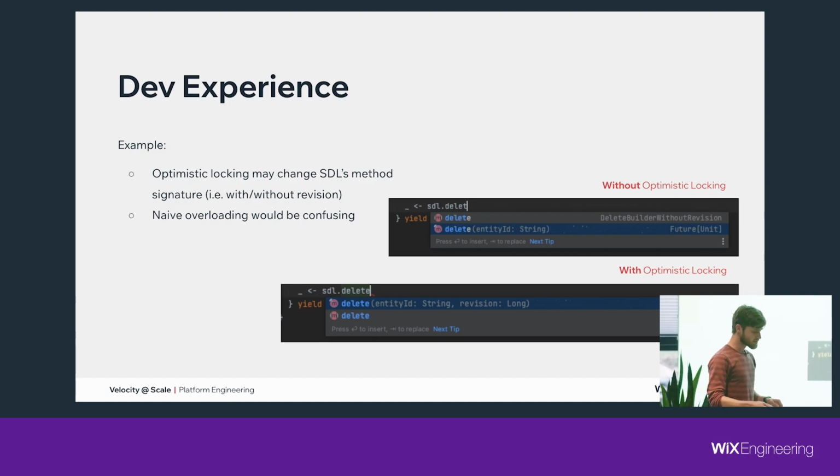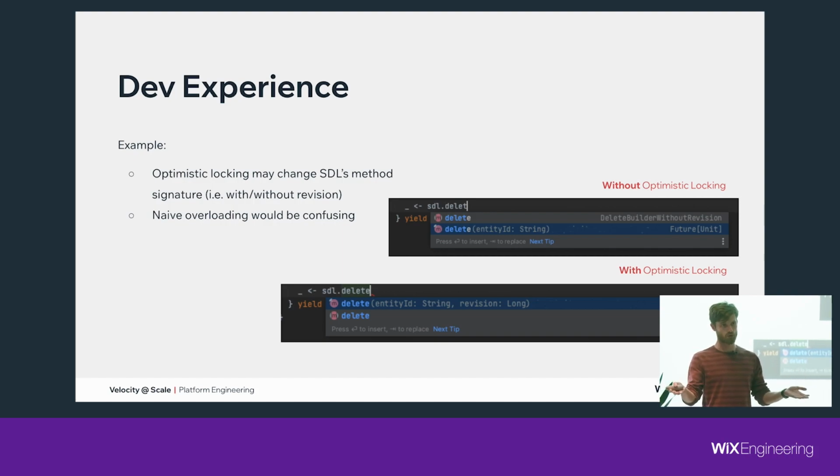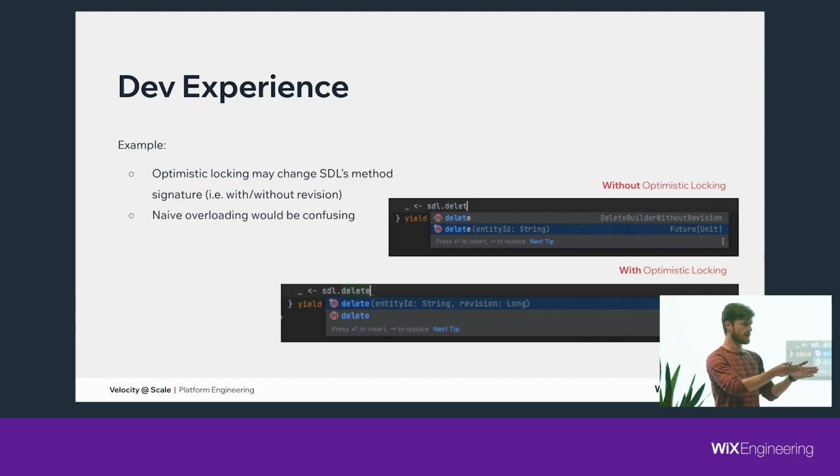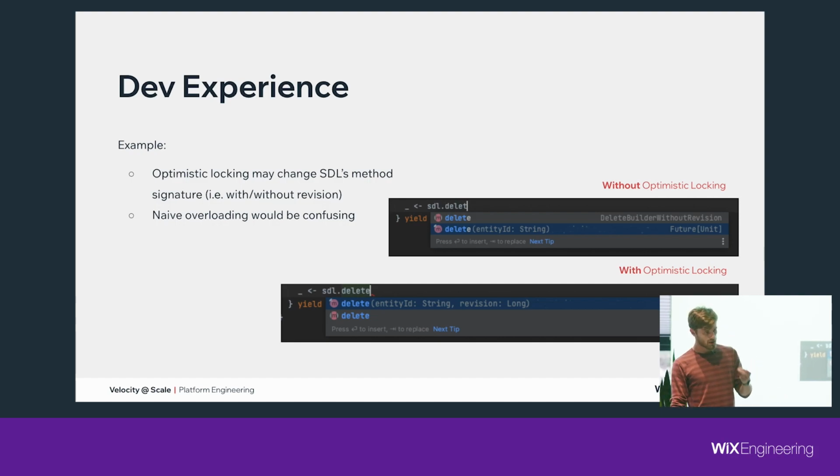Questions? Cool. So SDL can be configured with or without optimistic locking, up to you, depending on your use case. But think about it. This may change the signature of SDL methods. If my SDL works without optimistic locking, there is no need to add revision on any method. If it works with optimistic locking, then I may need to add the revision here and there. So what do we do? The naive approach would be to deliver a library with two overloaded methods. Simple, right? But in terms of dev experience, I configured my SDL with optimistic locking, and I'm not sure which one I should use.